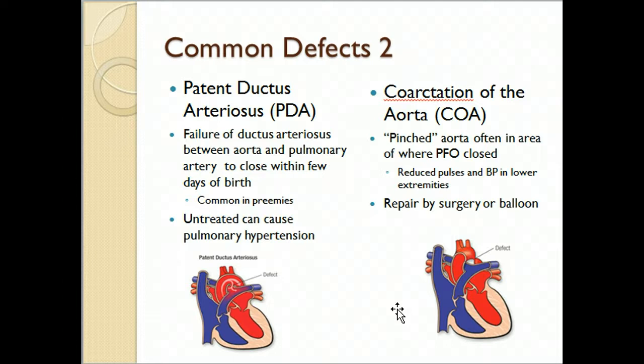These are repaired either by surgery, but that's less common. They do a balloon, like an angioplasty. They go in through the femoral artery, and they insert a guide wire, and they just use a stent, and they can inflate that area where that aorta is pinched, and they can just put a stent in there. So that's way less invasive than doing any type of surgery.